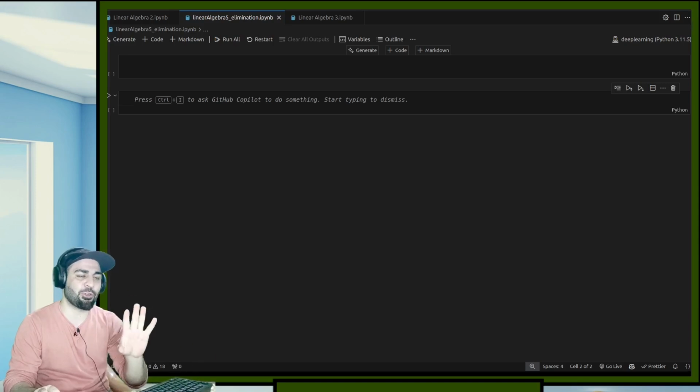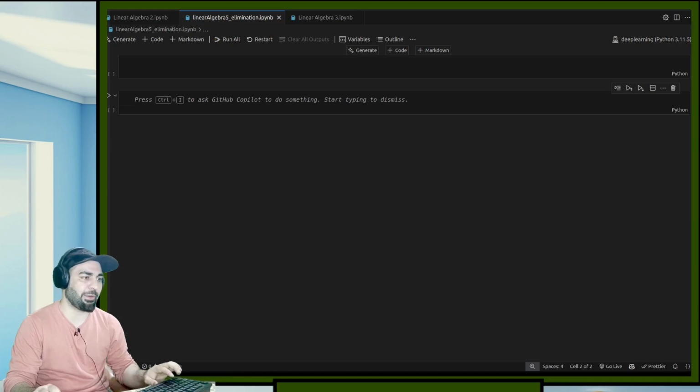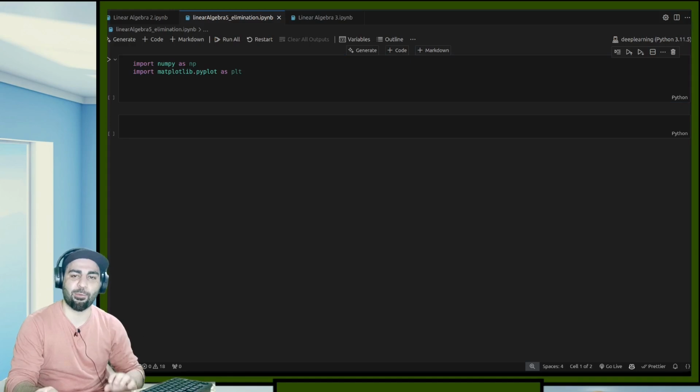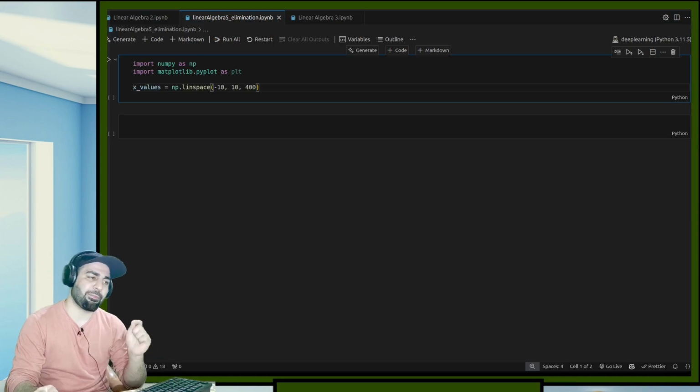The first picture that I'll show you is the row picture. I'll just plot these lines. So now the first standard stuff is I'll import matplotlib and I'll import NumPy. These are the standard import statements that we have been doing since day one. Now I'll create some x values, because x is my independent variable. So x is equal to numpy.linspace from minus 10 to 10, 400 values I'm creating.